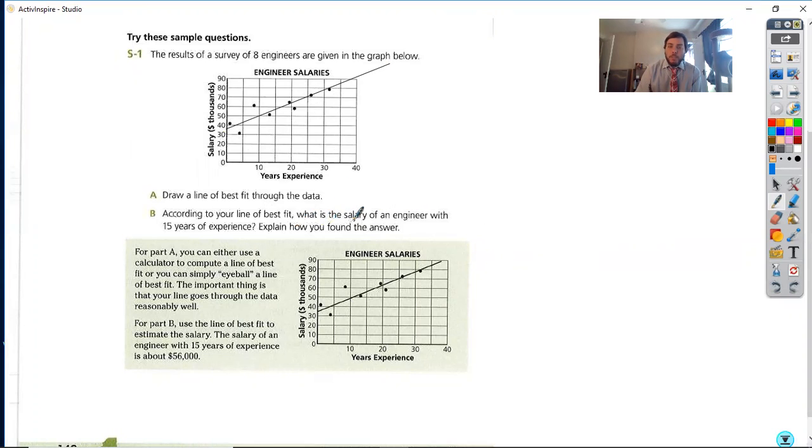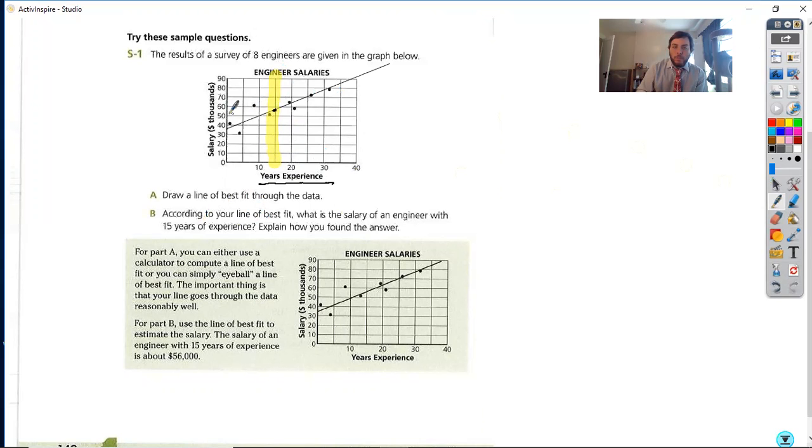Then it says here, according to the line of best fit, what is the salary of an engineer with 15 years experience? If we want to find 15 years experience, we're looking on the x-axis for where 15 is. And 15 is right halfway in between 10 and 20. So here what we want to do is take this and then just go vertically until we hit our line of best fit. It hits our line of best fit right about here. Okay, so that would be our expected salary.